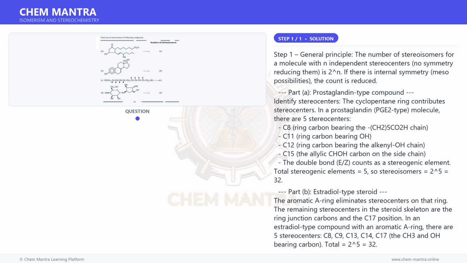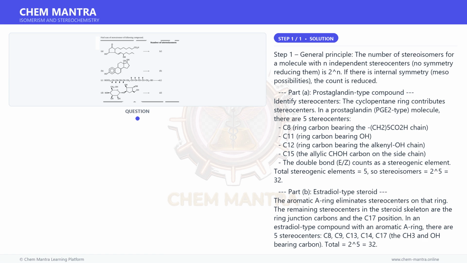Identify stereocenters. The cyclopentane ring contributes stereocenters. In a prostaglandin, PGE2 type molecule, there are 5 stereocenters. C8, ring carbon bearing the CH2, 5-CO2H chain. C11, ring carbon bearing O. C12, ring carbon bearing the alkenyl OH chain. C15, the allylic CHO carbon on the side chain.